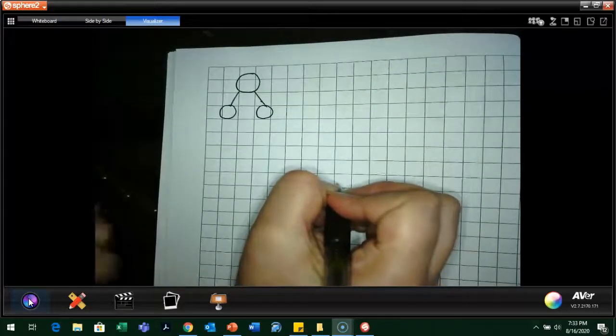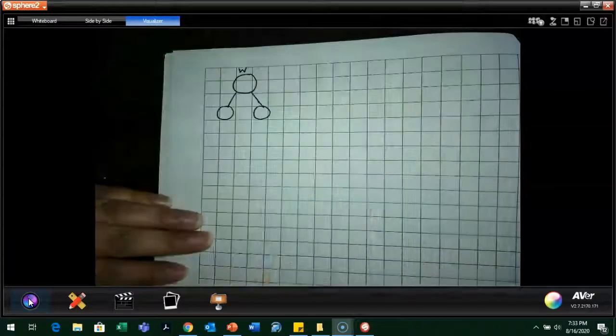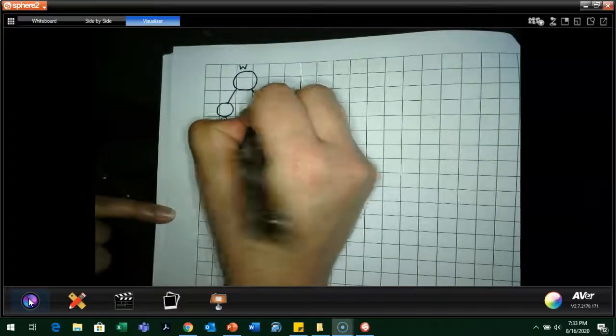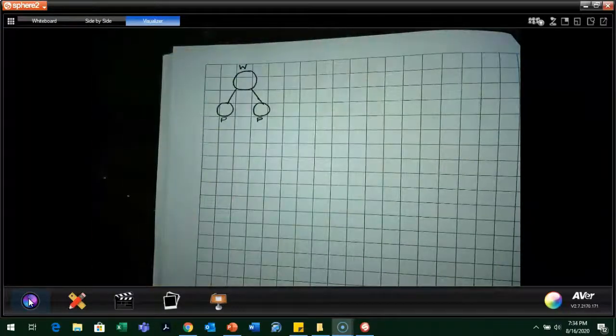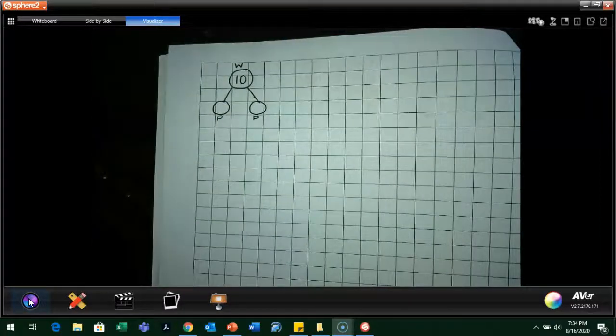Now what we're going to do together is label the number bond. We're going to write a W for whole. Remember, the whole is the big number or the total. And a P for part. That is a smaller number. So, you're going to tell me the missing part to make a 10. Write the number 10.